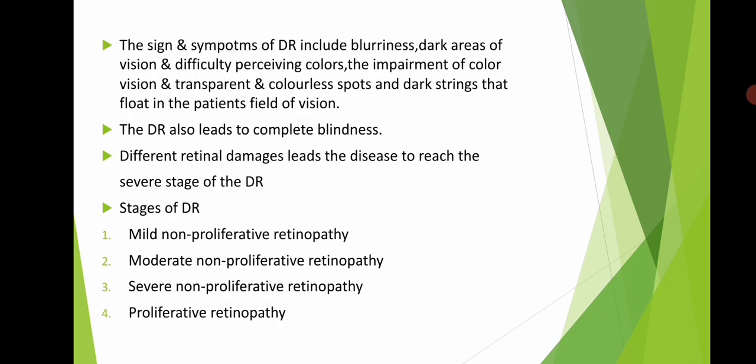What are the symptoms of diabetic retinopathy? It includes floaters, blurriness, dark areas of vision, and difficulty perceiving colors. Spots may also occur, and even blindness can happen. These are caused by indulgent lifestyles and increasing life expectancy, leading to the continuous rise of diabetic retinopathy. The stages of diabetic retinopathy are four, namely mild non-proliferative retinopathy, moderate, severe, and proliferative retinopathy.